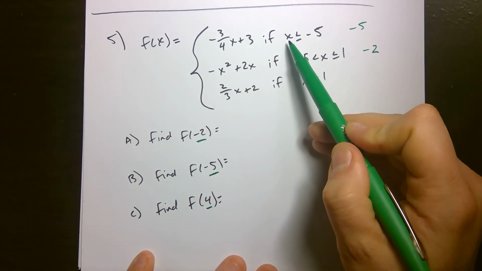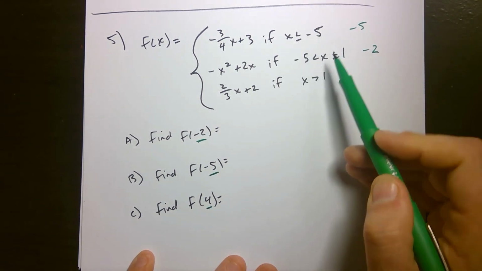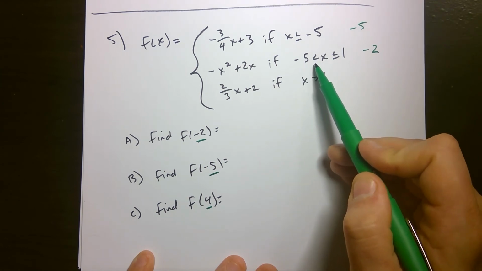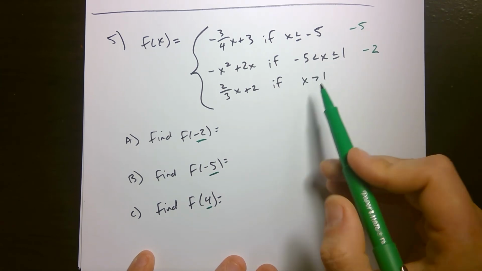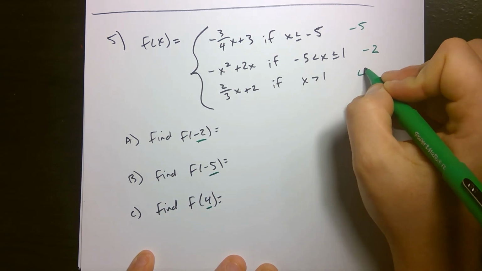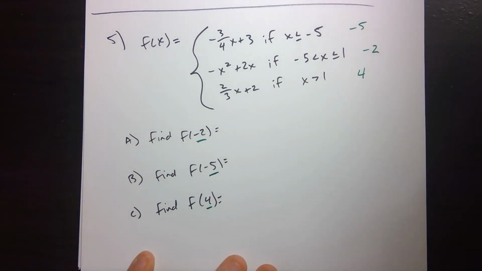And so I ask myself, is 4 less than or equal to -5? No. Is the number 4 greater than -5, but also less than 1? No. Is the number 4 greater than 1? Yeah. And so I'm going to put my 4 in that last equation. And so now I'm ready to come back up and actually do the evaluating. And so here I go.